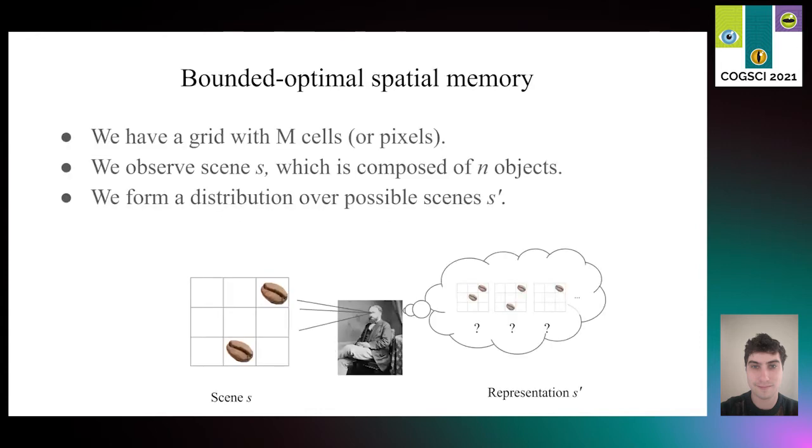So we suppose that we have a grid. The world is just a bunch of different discrete locations. We observe some scene S, which is composed of some number of objects, which are in different locations. And the viewer's job is to represent this scene as precisely as possible. And they do this, they represent it with scenes S prime. So they form beliefs about how likely any given possible scene was after viewing scene S.